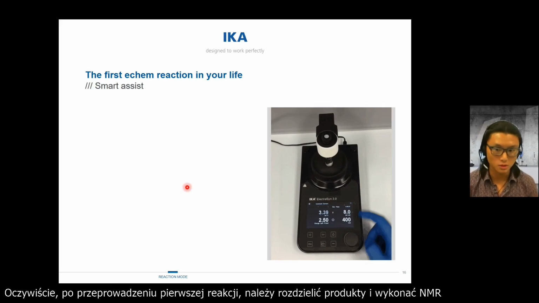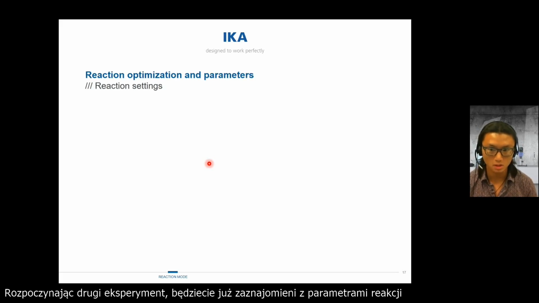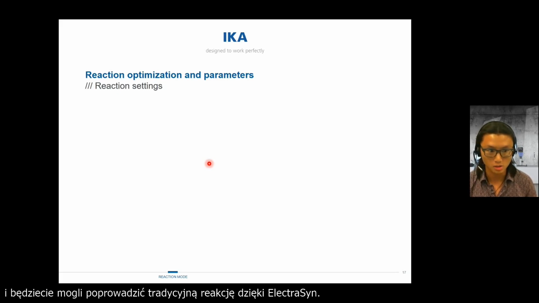And after running the first reaction, of course, you need to run an NMR and see how much reaction, isolate your desired product, and see how much yield you will have, and then you optimize your reaction. So from your second experiment, you need to be familiar with the reaction settings. And on electrosync, it also inherits the traditional reaction modes.